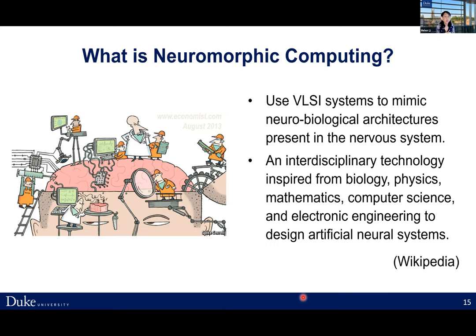The goal of neuromorphic computing is to use VLSI systems to mimic the neural biological architecture present in the nervous system. As you can see, neuromorphic computing must be an interdisciplinary technology. It involves biology, physics, mathematics, computer science, and electrical engineering. In recent times, the term neuromorphic has also been used to describe analog, digital, or mixed-mode analog/digital VLSI design and software systems.